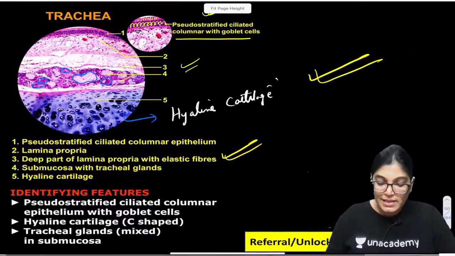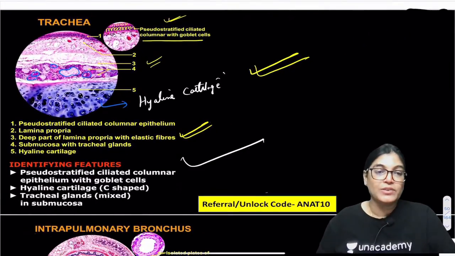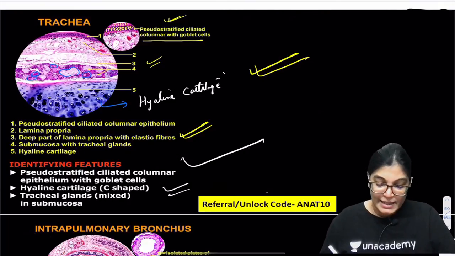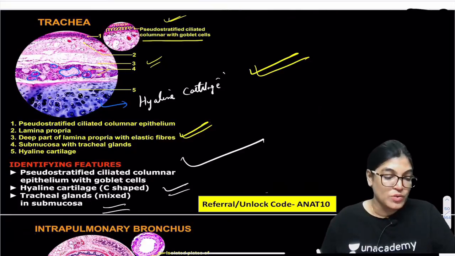So at the end, see here, the identifying features have been summarized. Pseudostratified columnar epithelium, hyaline cartilage C-shaped, and tracheal glands, that is mixed seromucous type, lying in the submucosa region.